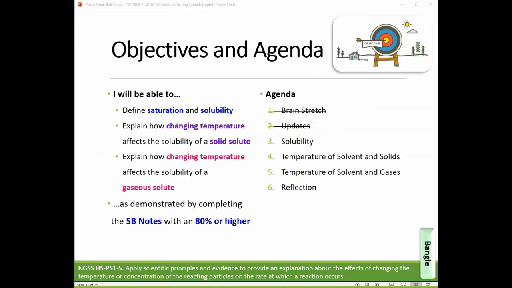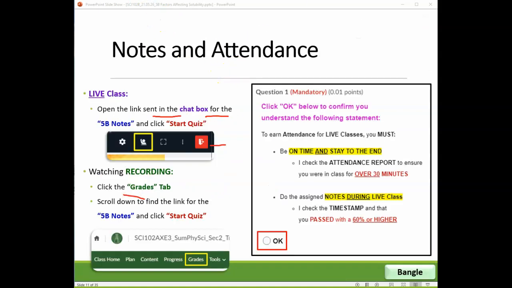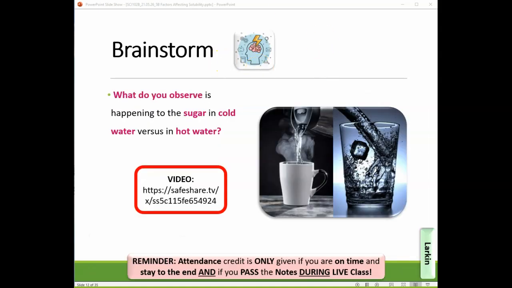All right, so let's talk about our objectives for today. We should be able to define saturation and solubility, and explain how changing temperature affects the solubility of a solid solute versus a gaseous solute. Again, working on the 5B notes. So at this point, if you haven't already, make sure that your 5B notes are open and started. Remember that you can get to those from the Grades tab. Everything is always in the Grades tab. That is your one-stop shop. Okay, let's go ahead and start off with a brainstorm.